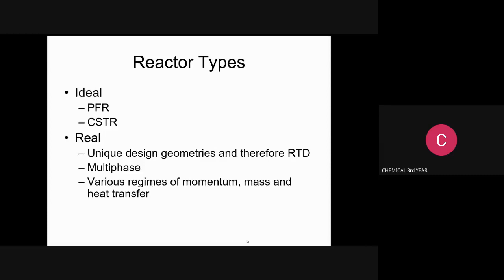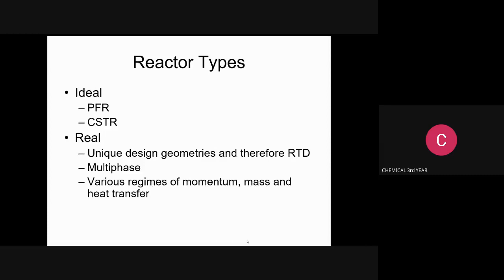Now we consider the third one. What is the third one? Heat transfer. Likewise, like mass transfer, heat transfer is also studied. What is heat transfer? How the transfer of heat is studied in the reactor.